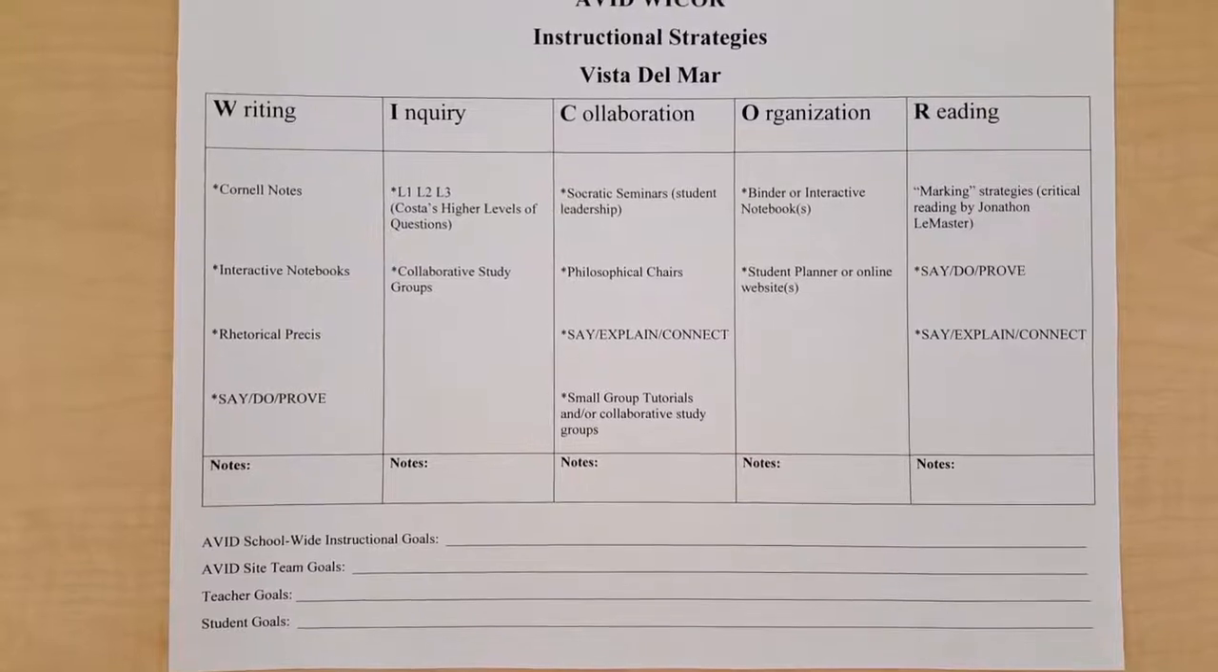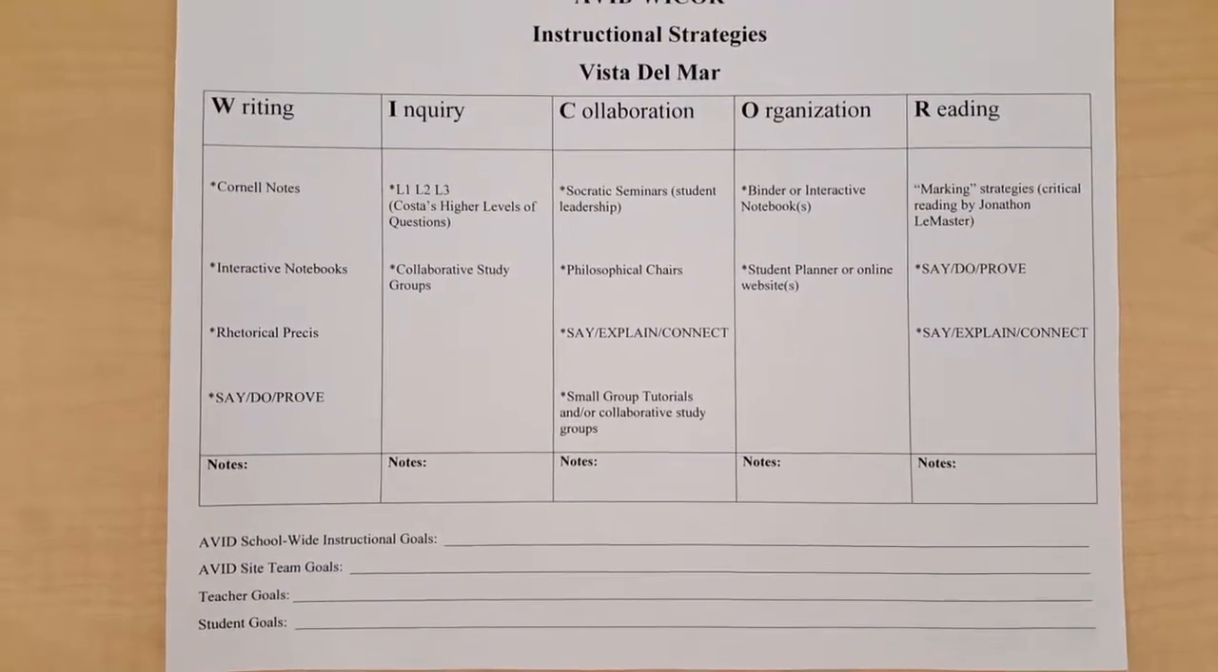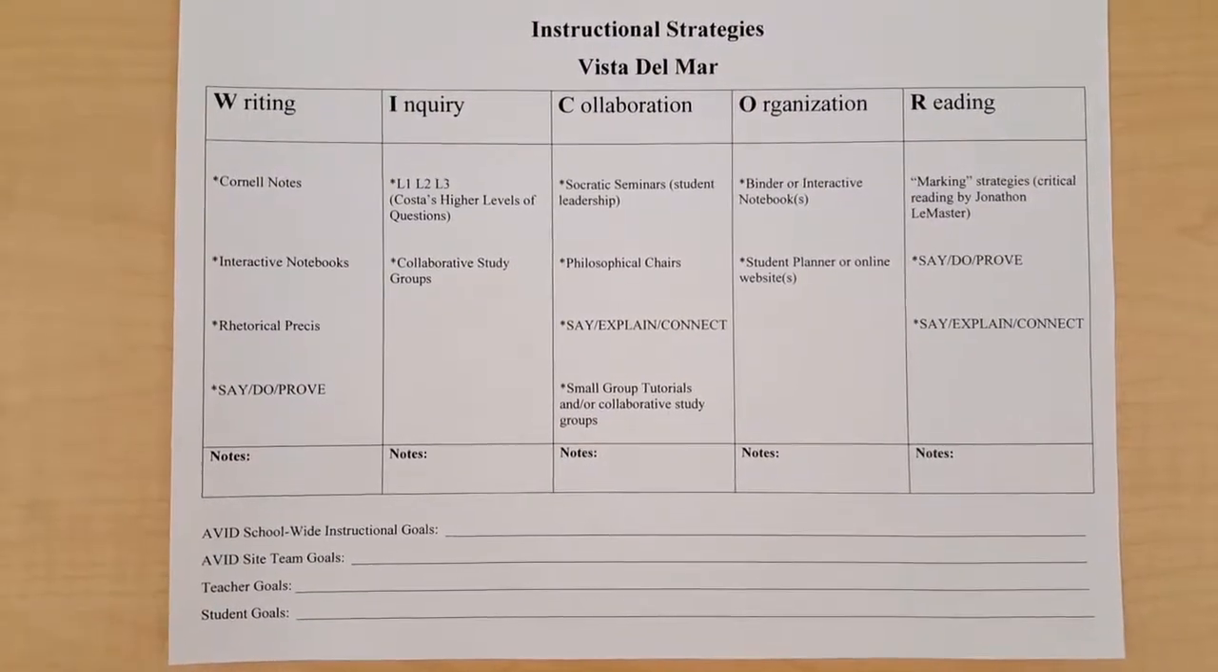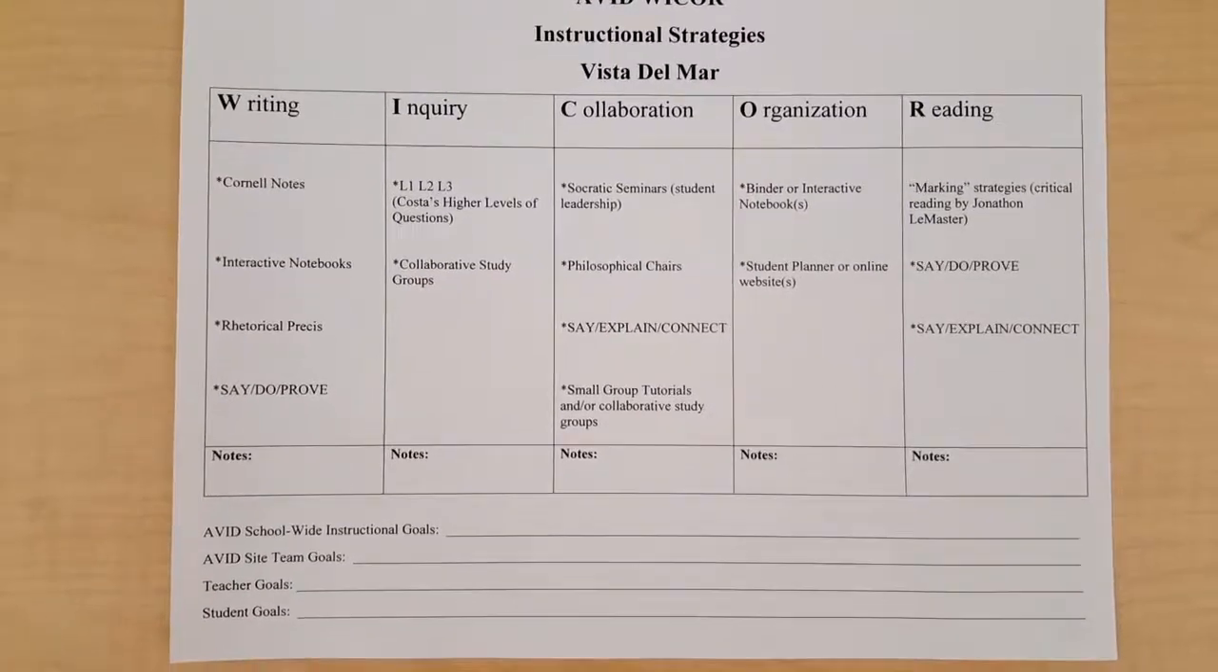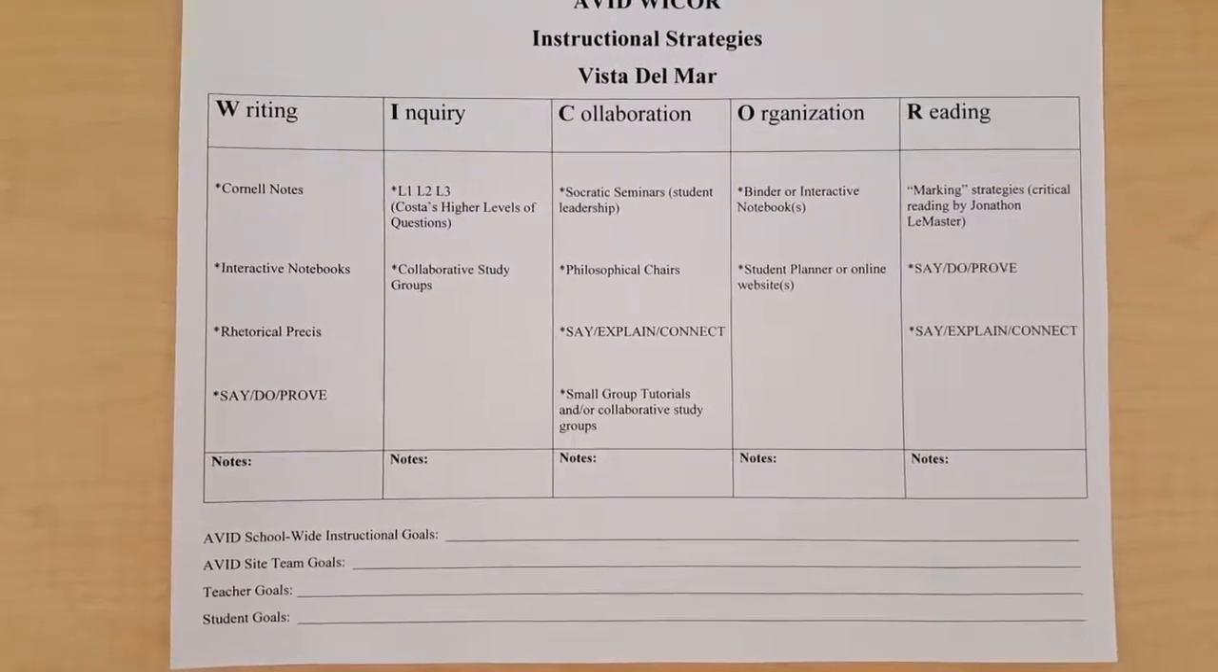And if you go down the line, I'm just going to paraphrase some of the other ones. For inquiry, right off the bat, you go to higher levels of questions, and you have Costa's higher levels of questioning, steps 1, 2, and 3. And then collaborative study groups.